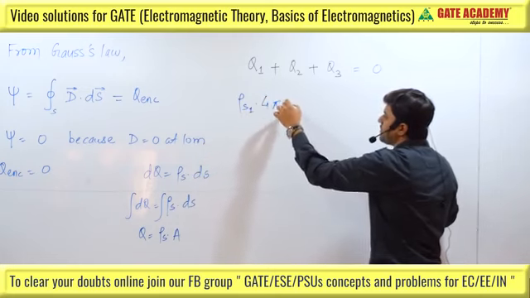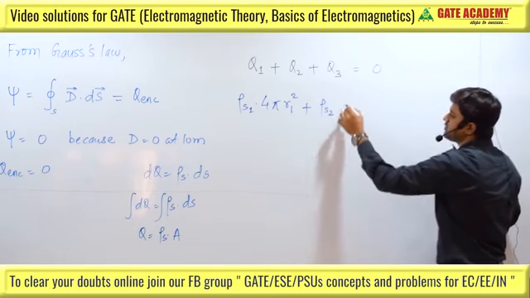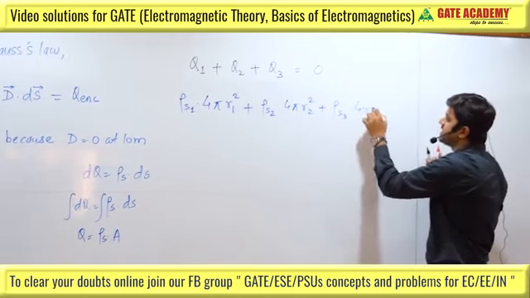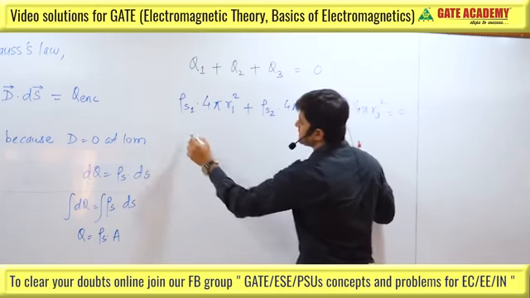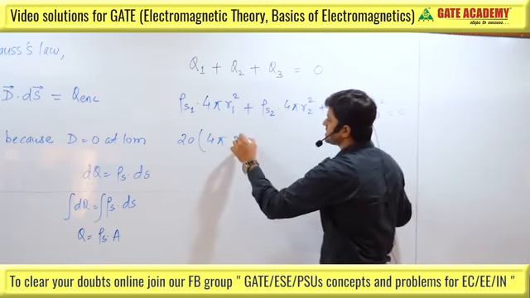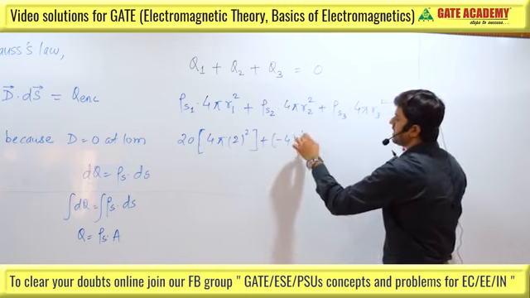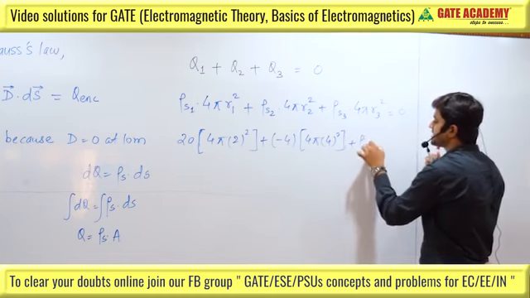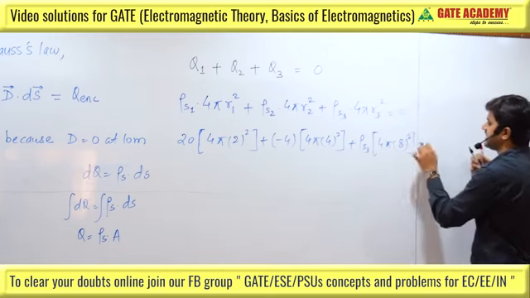For the first sphere this is 4 pi r1 square, plus for the second sphere the charge stored is rho s2 into 4 pi r2 square, plus rho s3 into 4 pi r3 square for the third sphere, and this should be equal to 0. So 4 pi times rho s1, whose value is 20, times r1 square, where the radius of the first sphere is 2, so 2 square, plus minus 4 times 4 pi times 4 whole square, plus rho s3, which we have to find, times 4 pi times 8 whole square, and this should be equal to 0.